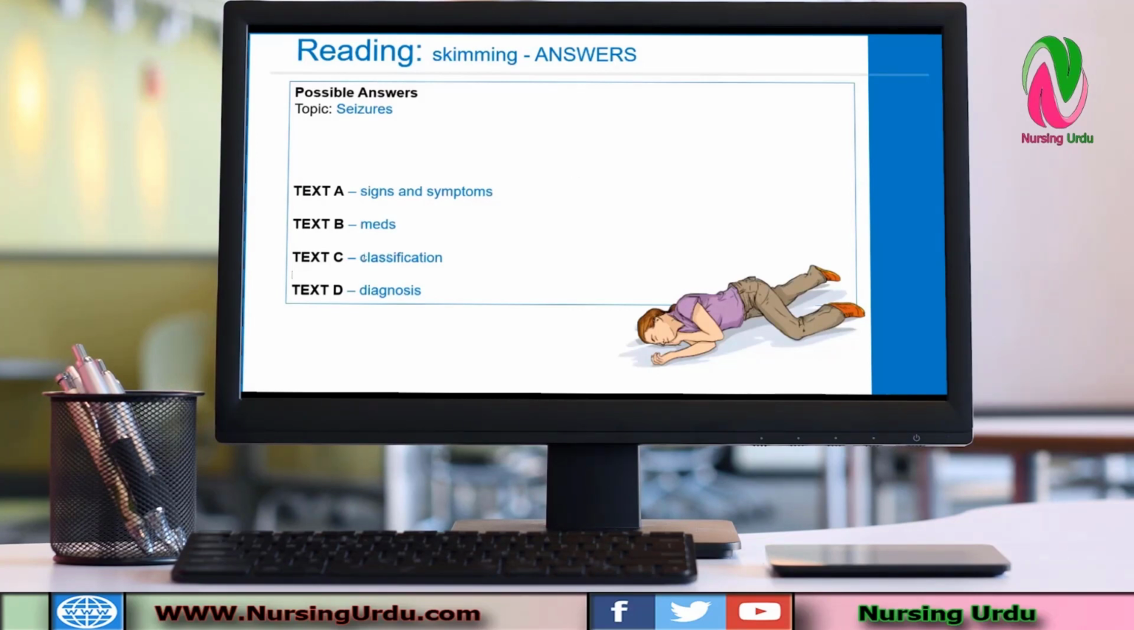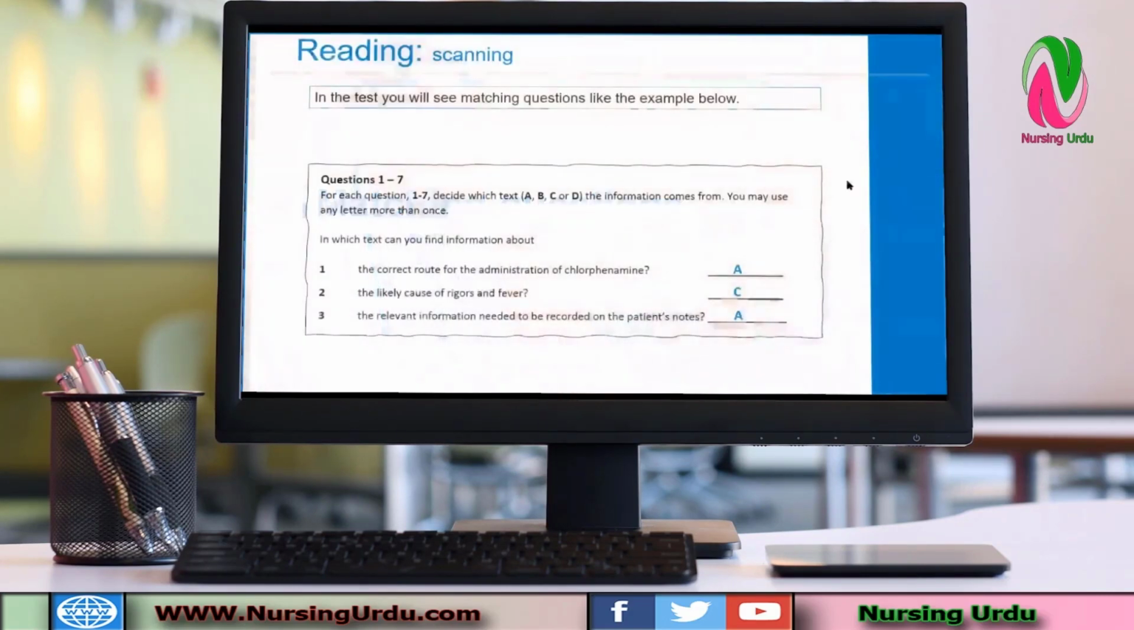So we've done that now. We've got signs and symptoms in text A, meds in text B, classification in C, and diagnosis in text D. So it's all about seizures, but they've broken down that topic into 4 distinct texts, okay? So matching questions, this is what it looks like on the actual test day, on your test paper.